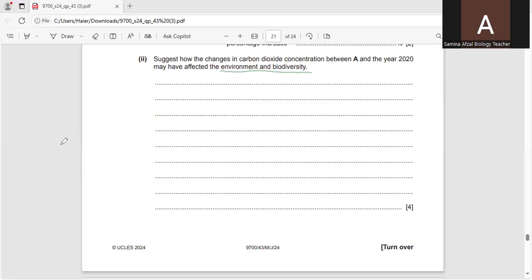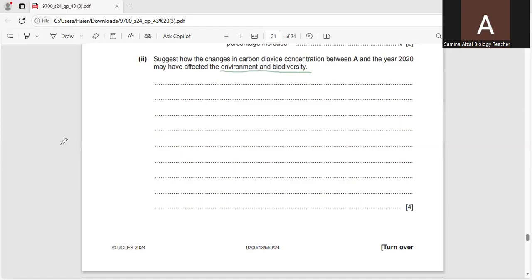So increased carbon dioxide concentration in the atmosphere will trap more heat, leading to global warming and climate change. This results in rising temperatures, altered weather patterns, more frequent and intense extreme weather events, and rising sea levels. The carbon dioxide absorbed by oceans forms carbonic acid, making the water more acidic. This harms marine life, especially organisms which have calcium carbonate shells.